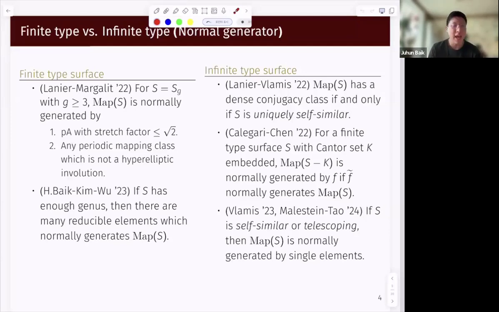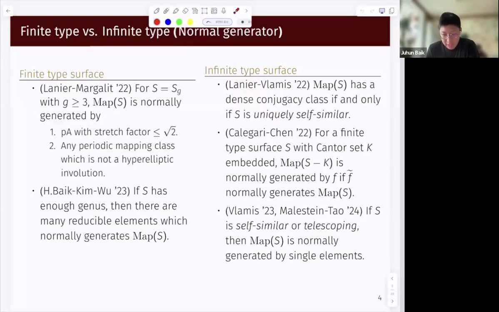And here, Hyungryul Baik, who shares my last name, but we are not relatives, is my advisor. He, together with Dong-Yeol Kim and Chen Siwoo, also proved that there are many reducible elements which normally generate the mapping class group. Coming back to the infinite type surface, Lanier and Vlamis proved that the mapping class group has a dense conjugacy class if and only if it is uniquely self-similar. I didn't say anything about uniquely self-similar, but we'll see it in the near future.